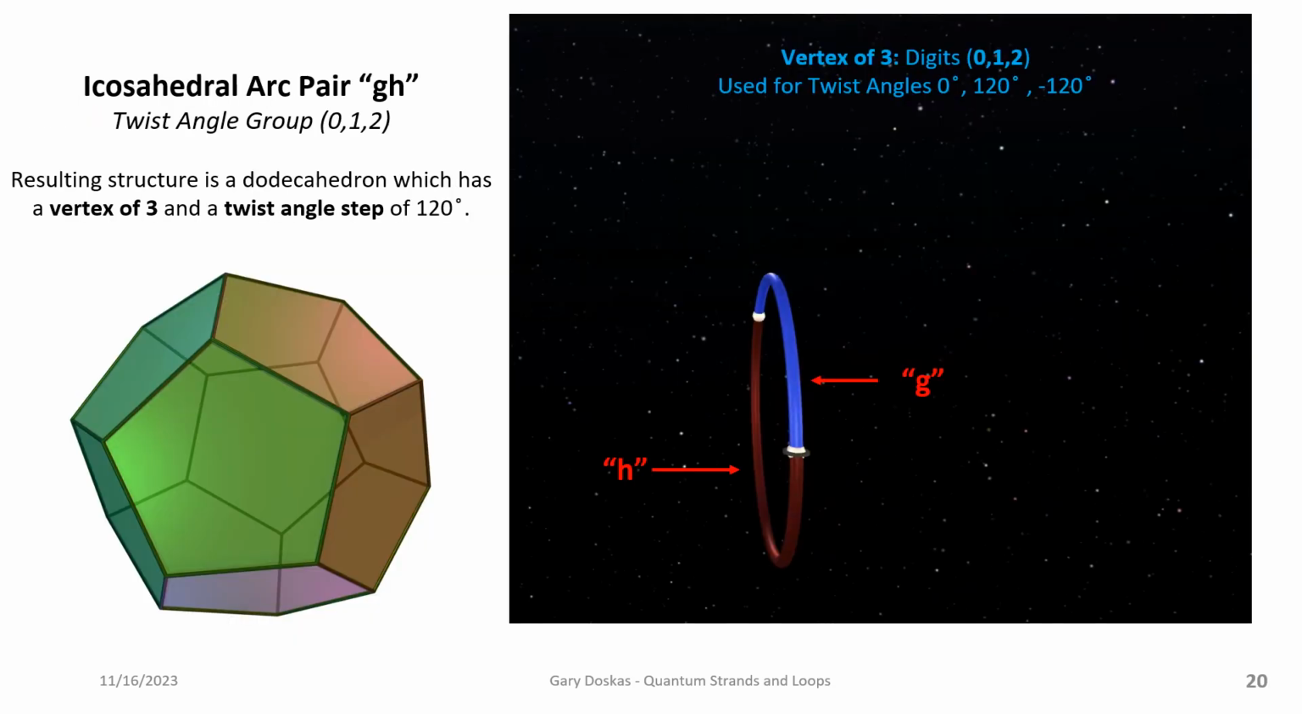This is the icosahedral arc pair GH, and the twist angle group uses digits 0, 1, and 2. The resulting structure is a dodecahedron, which has a vertex of 3 and a twist angle step of 120 degrees.